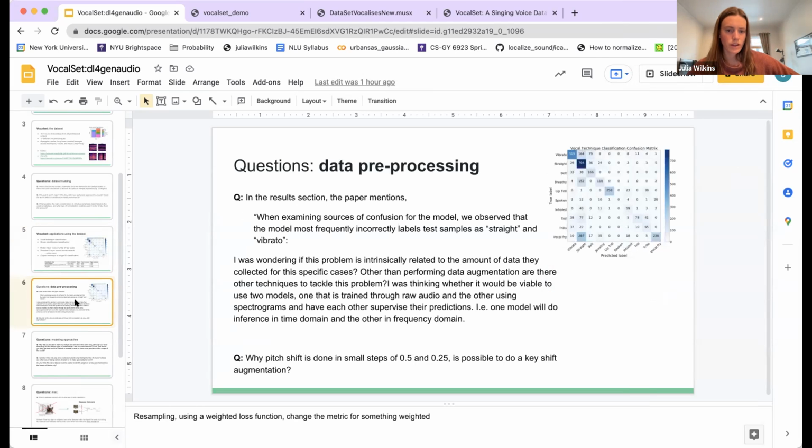Great. A few more questions I had on some of the pre-processing and the modeling. Let me just refresh on what this question was.